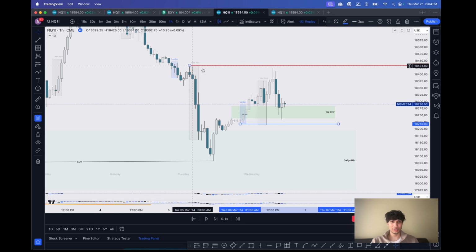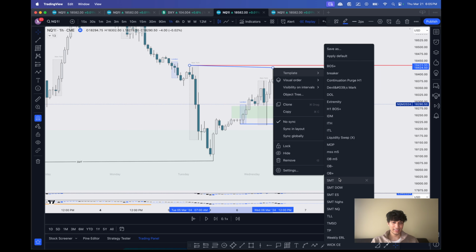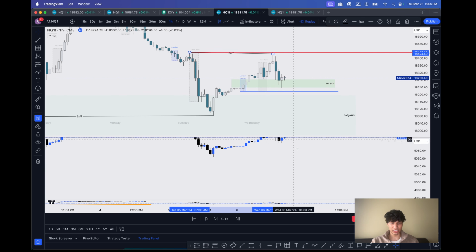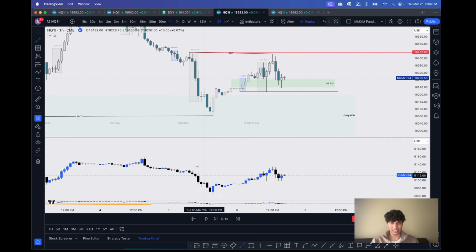Now, I assume, without looking, that based on the narrative of this price delivery, we may have seen an SMT right up here. So I'm going to draw that in, and let's confirm that that actually occurs. As we can see, right, we actually do get that SMT. And again, that's just from me seeing price action many, many times and understanding that the draw on liquidity was likely these highs, and ES, of course, did liquidate those highs.